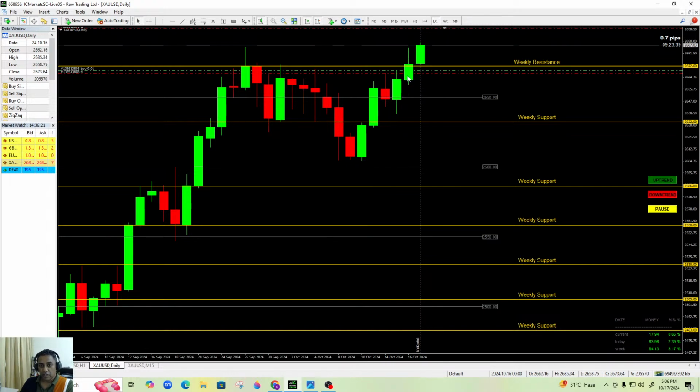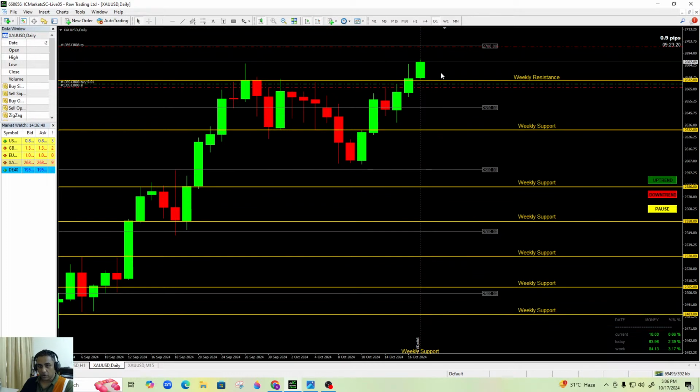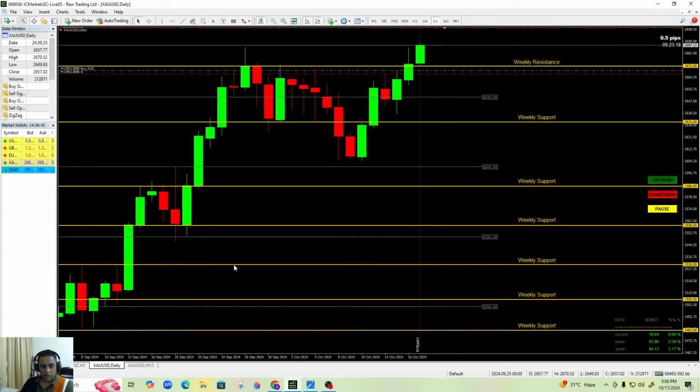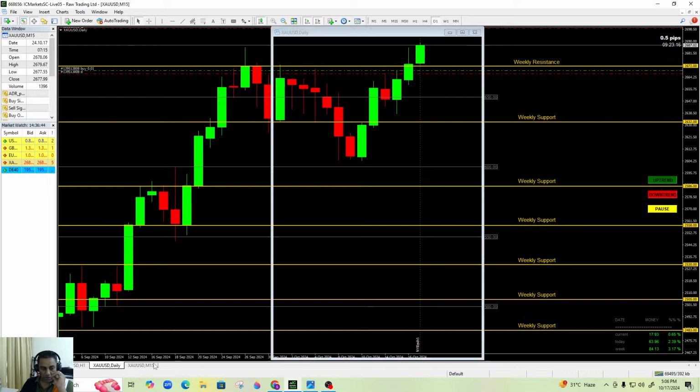So the previous daily did close above weekly resistance, right? And it came right into the supply zone. There's an H4 supply zone right here. It came deep into it, and now today, price has broken above the previous day high and broken above the supply zone, and we are heading towards 2700. Now I have a trade running. I'll explain that when we get to our trading chart.